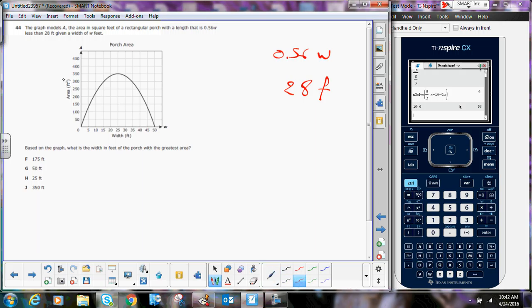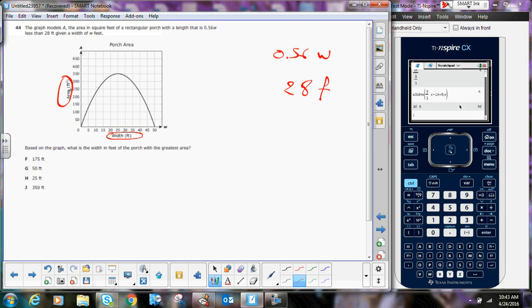So this is the area, and this is the width. In this case, they said the area in square feet of a rectangle with the length that is 0.56 W less than 28 feet, given a width of W feet. But this is the graph. If you keep reading this, it may be confusing, but we're going to use the graph now.